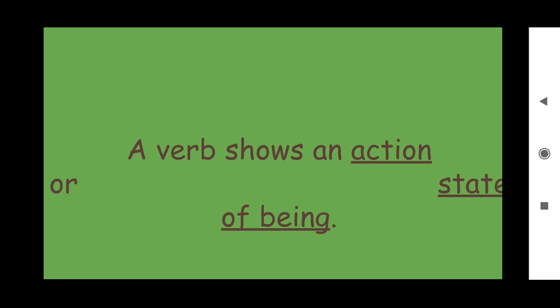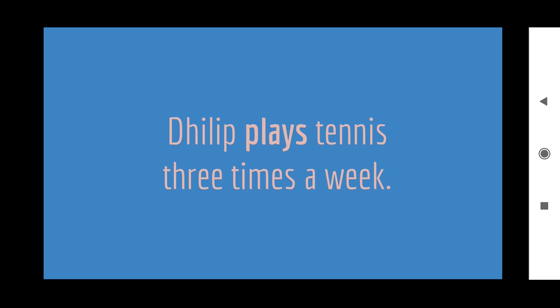A verb shows what someone or something is doing. For example, in the sentence, Dilip plays tennis 3 times a week, the verb is plays because that's the action. And we are saying plays because to he, she, and it, we add the s to the verb in the present tense, so Dilip plays.